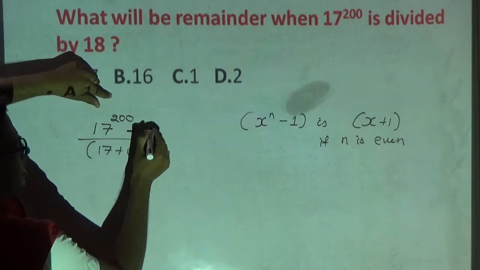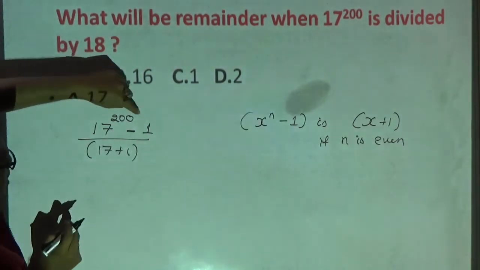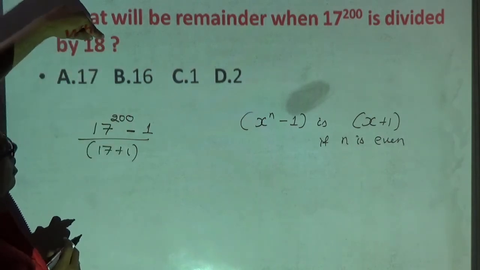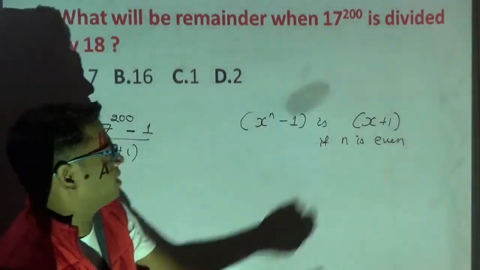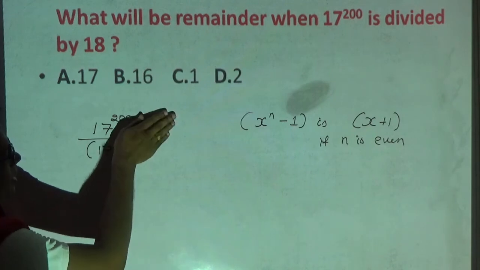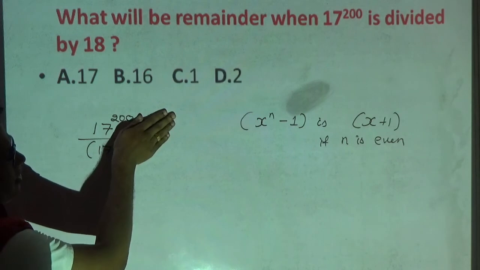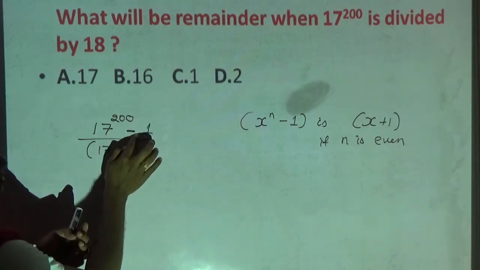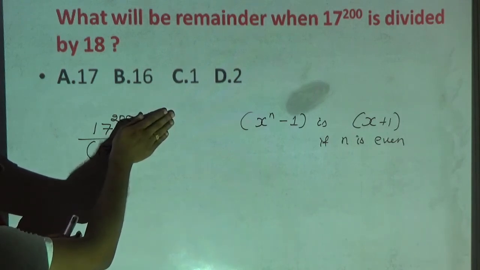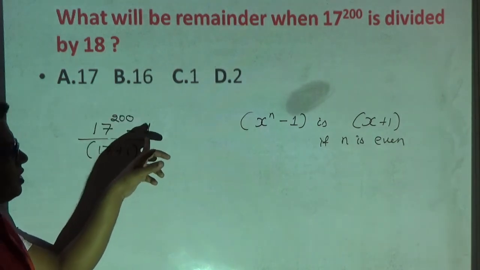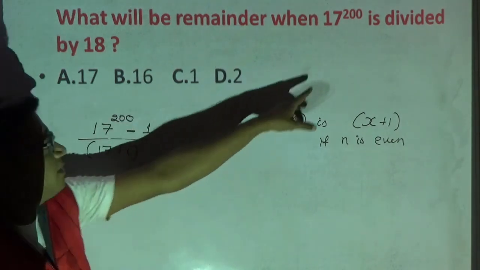When can it be divisible? When I have minus 1 here, correct? See, x power n minus 1, if I had that, then only it is divisible by 17 plus 1, that is 18. But they have not given minus 1 here. So that means this is not completely divisible. If I subtract 1, then only it is completely divisible. If I am not subtracting, that 1 will be the remainder. See here, 17 power 200 minus 1 is completely divisible, but not 17 power 200.